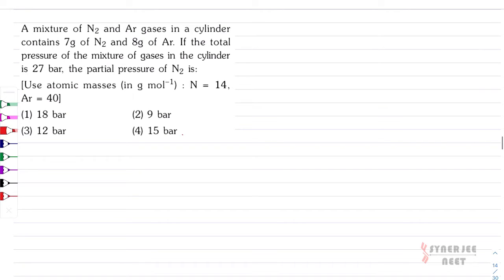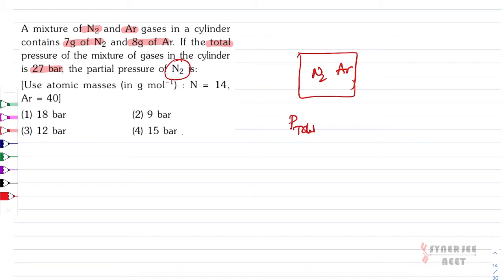There are two gases, nitrogen and argon. One is 7 grams, the other one is 8 grams. And the total pressure is 27 bar. So they are asking what is the pressure of N2. Now here, if there is a container that contains N2 and argon, two gases, the total pressure will be the pressure of N2 plus the pressure of argon. So the total pressure will be the individual summations.